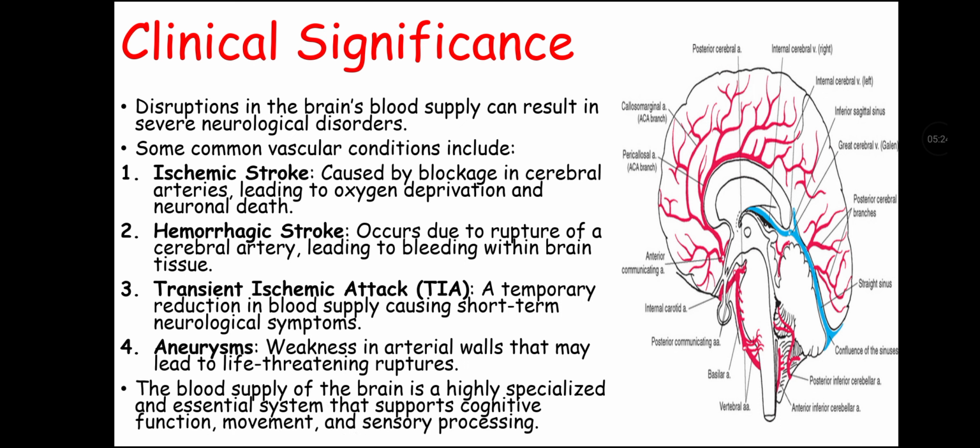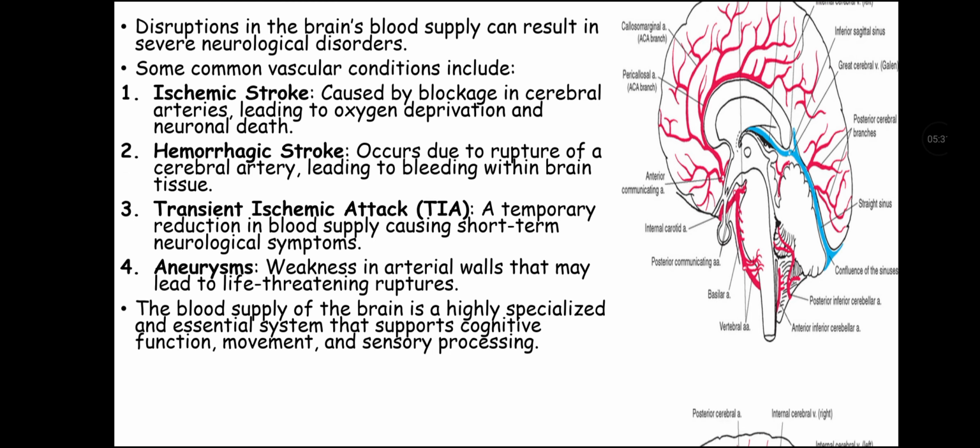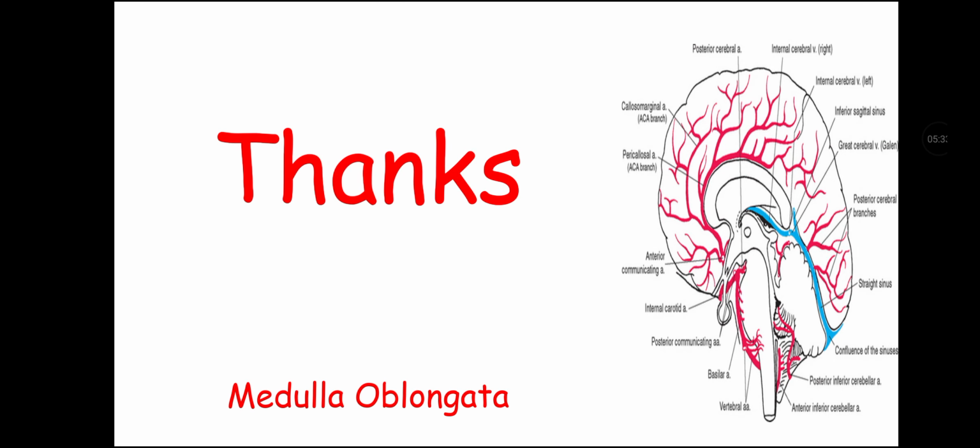to life-threatening ruptures. The blood supply of brain is highly specialized and essential system that support cognitive function, movement, and sensory processing. And this was all about the blood supply of brain.